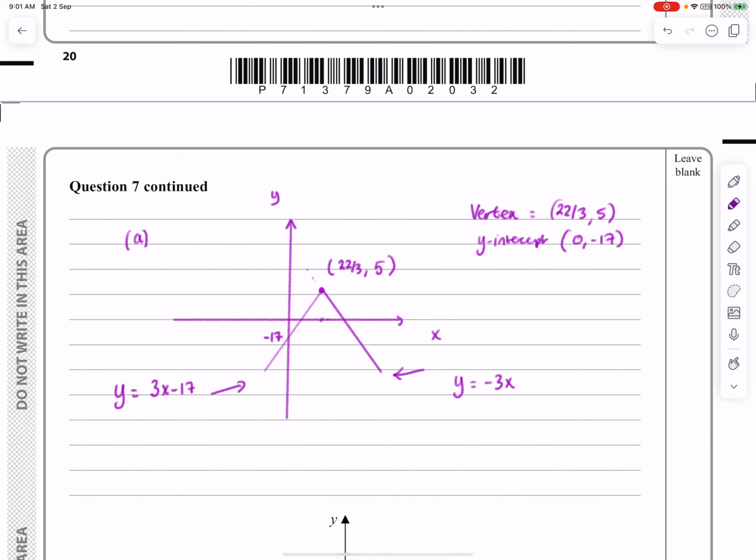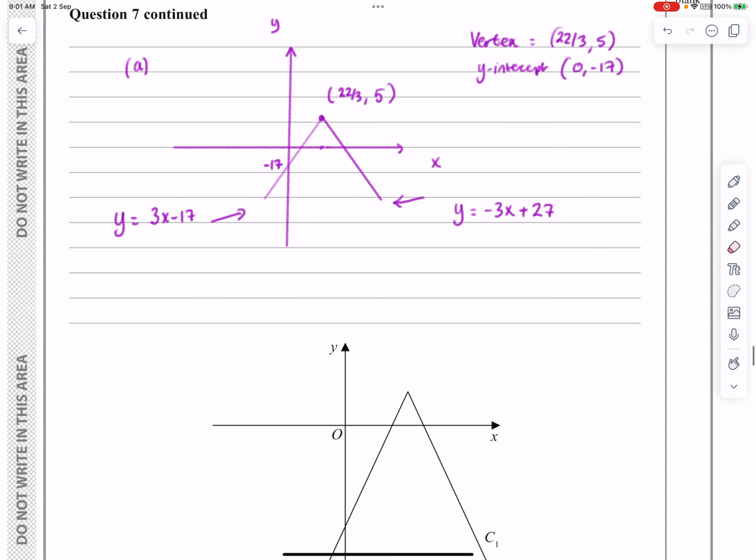And if I'd carried that on all the way up there, because it was at 22 originally, and then the whole thing moved up by 5, this is now minus 3x plus 27. Now that's going to help me with later parts of the question. So I'm going to put those two bits in there and just remind myself of that for later.